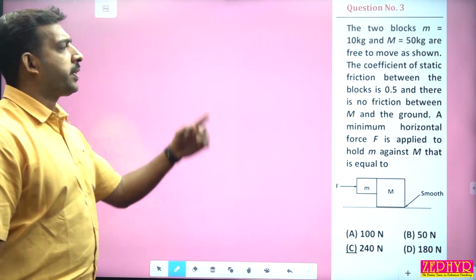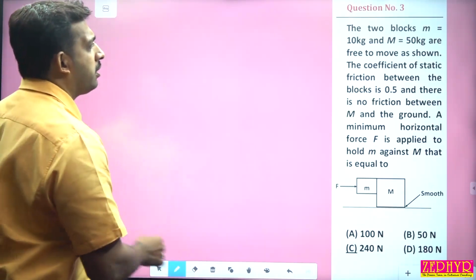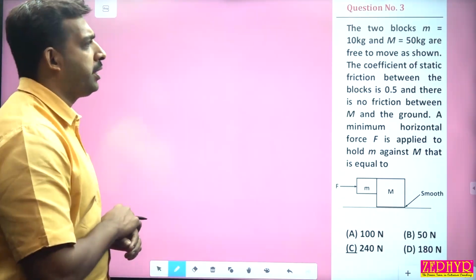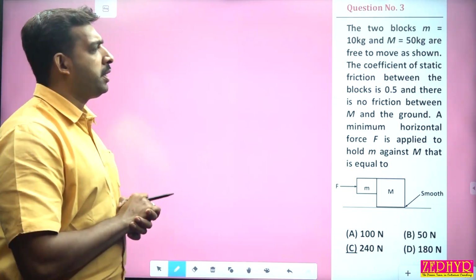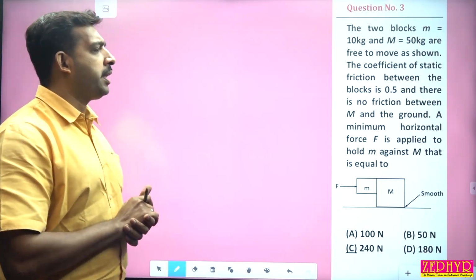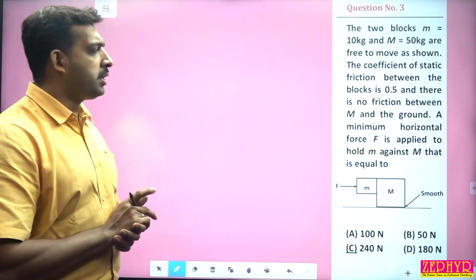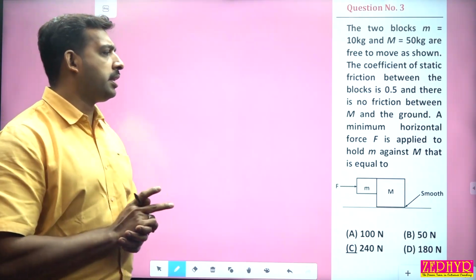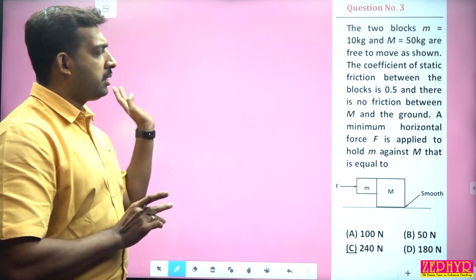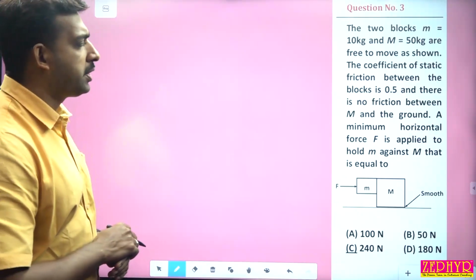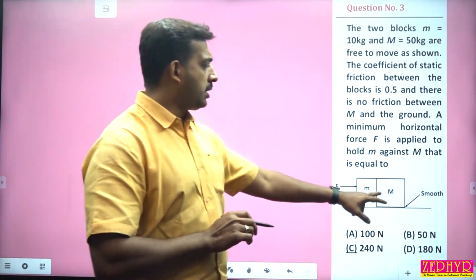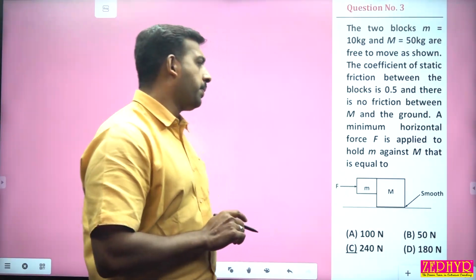Now question number 3. The two blocks m equal to 10 kg and M equal to 50 kg are free to move as shown in the figure. The coefficient of static friction between the blocks is 0.5 and there is no friction between M and the ground. A minimum horizontal force F is applied to hold m against M, capital M. So we need to find out the minimum force required to hold this mass stationary against the wall of capital M.